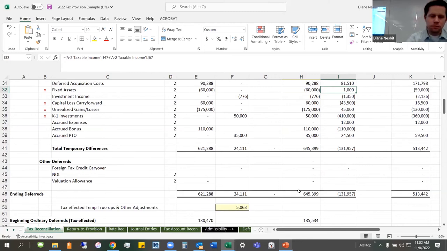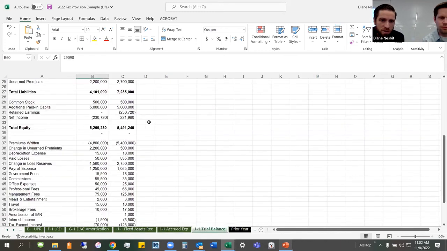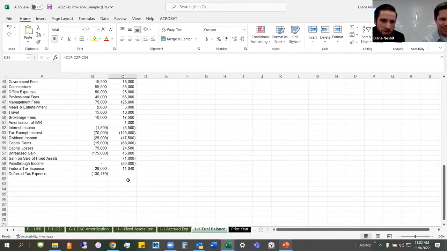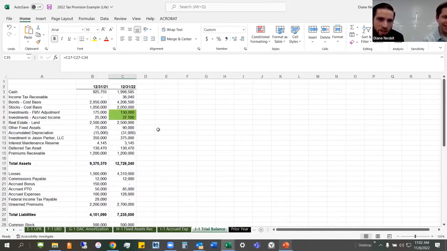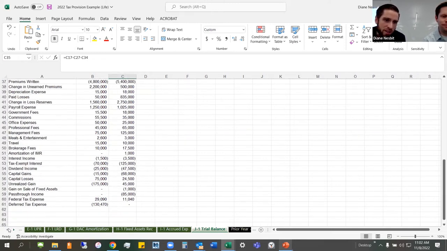Yeah. So the next thing we would do is say, okay, we've got a good starting point with our beginning deferred balances. Let's go through the current year trial balance. Here's our beautiful trial balance. The balances, everyone, look how it balances. It's so great. Let's go through our current year trial balance and calculate the current year taxable income. So that's essentially what this section is doing.